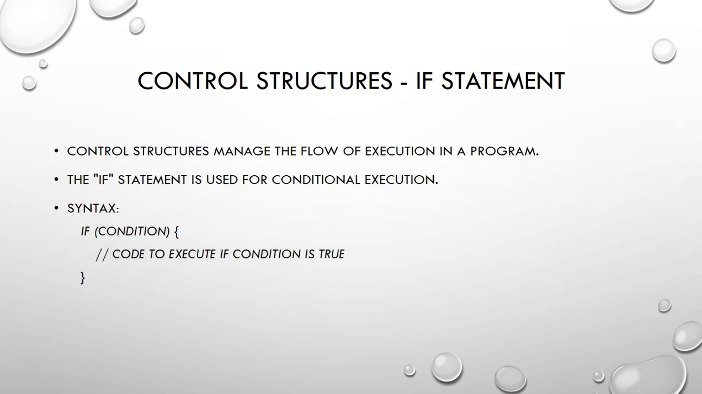Control structures. We're going to start with the if statement. Control structures manage the flow of execution in a program. The if statement is used for conditional execution, and the syntax for the if statement is: if condition, then execute code if the condition is true. So you provide a condition, and if that condition is met, the program will run. If the condition is not met, the program will not run.